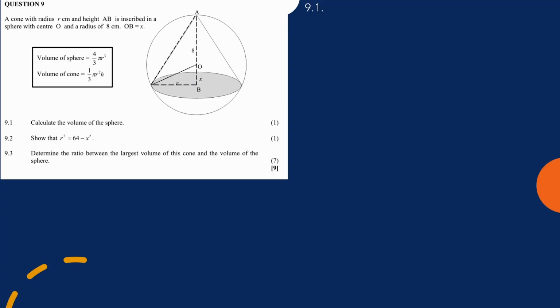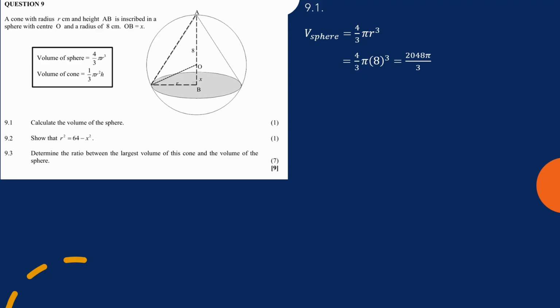First, I was given the equation for volume of the sphere as 4/3 pi r cubed, and from inspection, I can see that the radius OA is a radius and it's equal to 8, and hence all radii are equal to 8. Substituting in that 8, I get 4/3 pi of 8 cubed, and that will give me a volume of 2048 pi, all divided by 3.